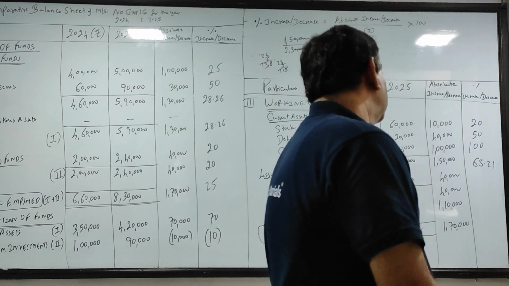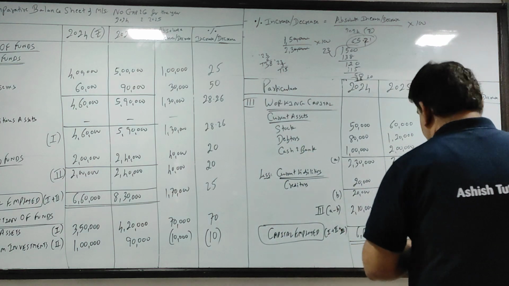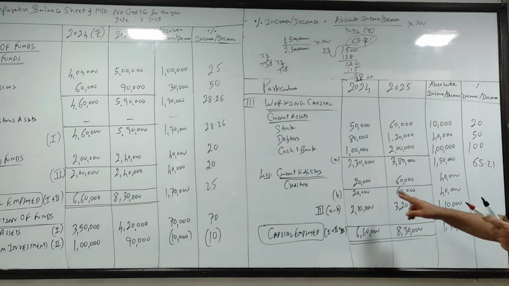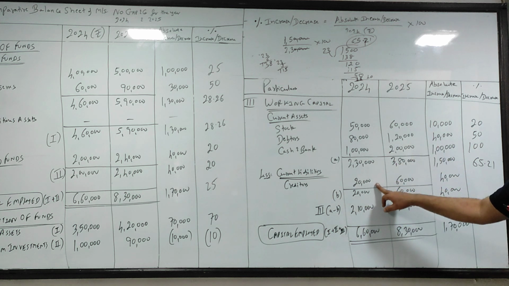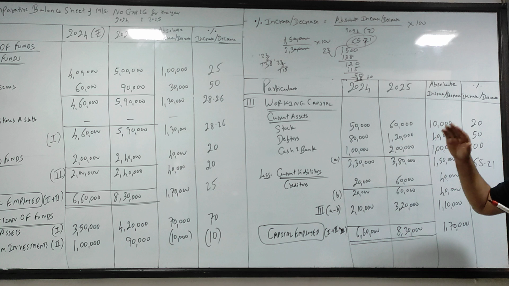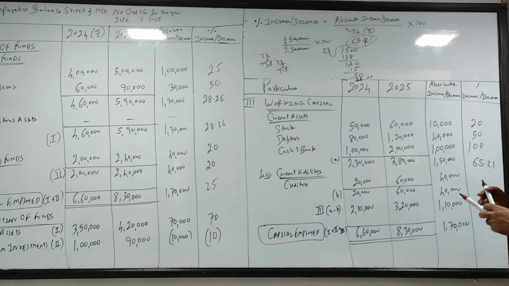Okay, next. 20 to 60 is 40. Now see, 40,000 divided by 20 into 100, it has doubled, that means the percentage will be 200.